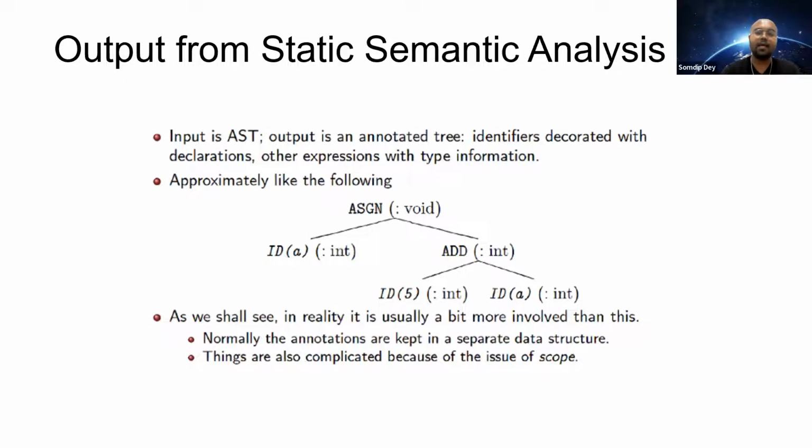So the AST is the output of the parser or the parsing. Then in the static semantic analysis, we add the type information, which is stored in a separate data structure as part of the AST.